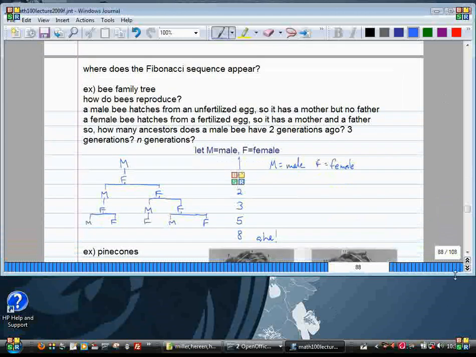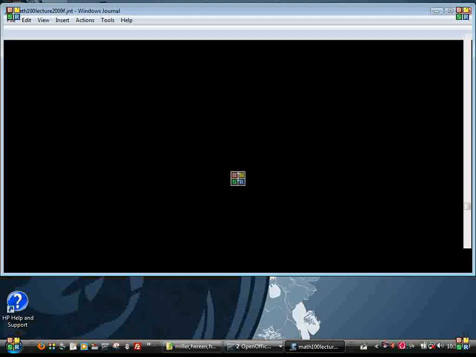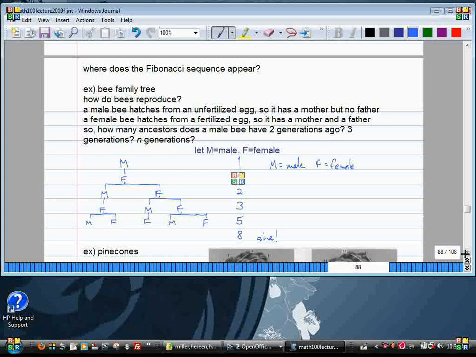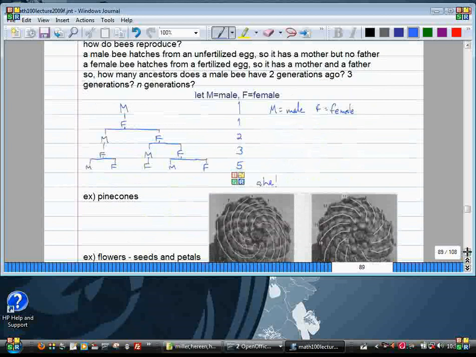Pine cones. So pine cones, you can find the Fibonacci sequence in the little, I don't know, ridges. Yeah, I forget what they're called. Okay. And you can find them in the spirals of the ridges. Now what's very cool is that you can find them in two different ways.